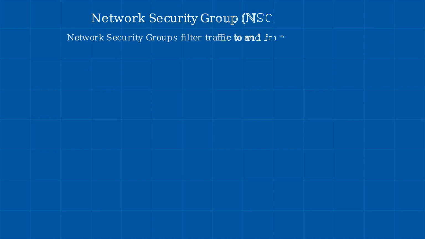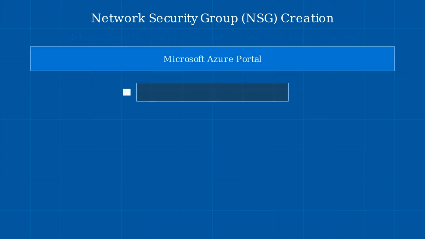Network security groups, or NSGs, act as a virtual firewall to filter traffic to and from Azure resources. To create an NSG, first navigate to the Azure portal and search for Network Security Groups.